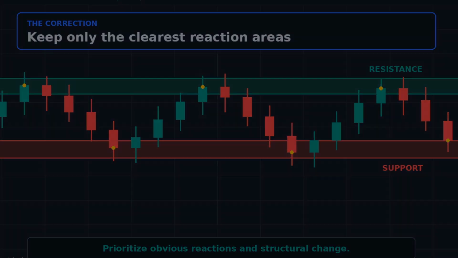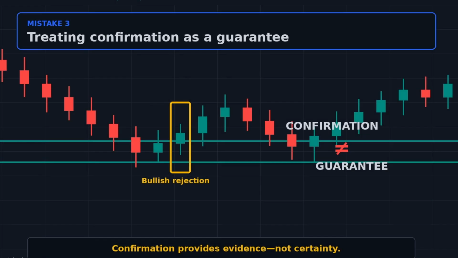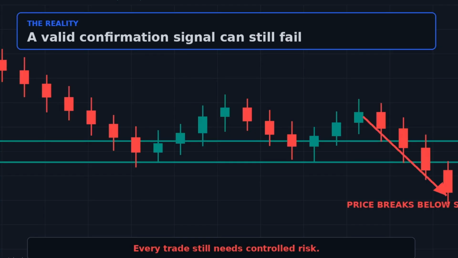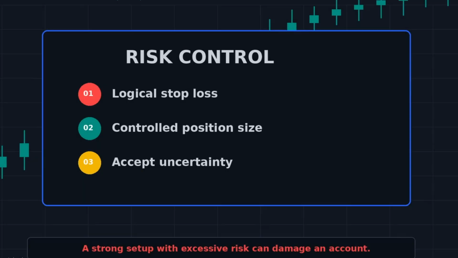Mistake number 3 is treating confirmation as a guarantee. A rejection candle, engulfing pattern or structure break can still fail. Confirmation only provides evidence. It does not remove uncertainty. That is why every setup still needs a logical stop loss and controlled position size. A strong setup with excessive risk can still seriously damage an account.